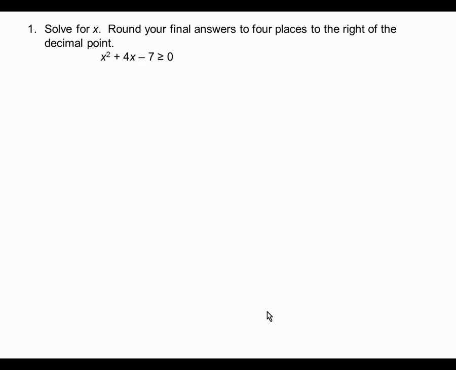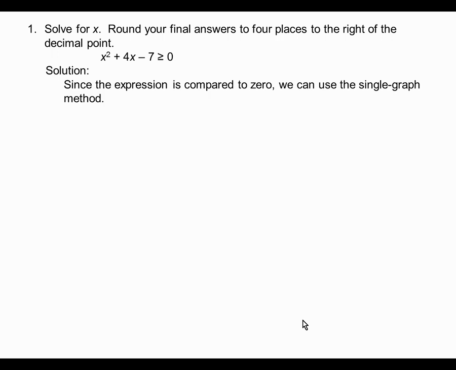So our examples. Number 1 says solve for x. Round your final answers to 4 places to the right of the decimal point. We've got x squared plus 4x minus 7 greater than or equal to 0. Our solution. Since the expression is compared to 0, we can use the single graph method.